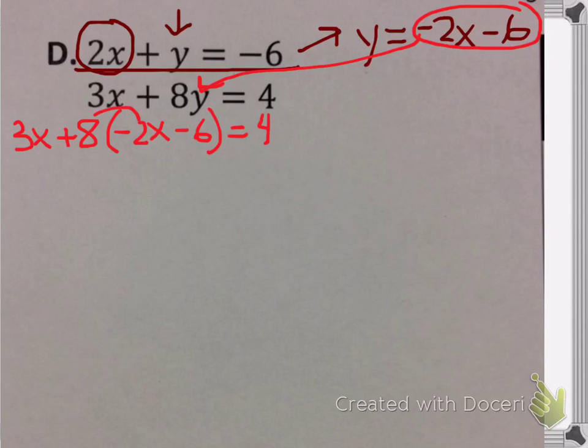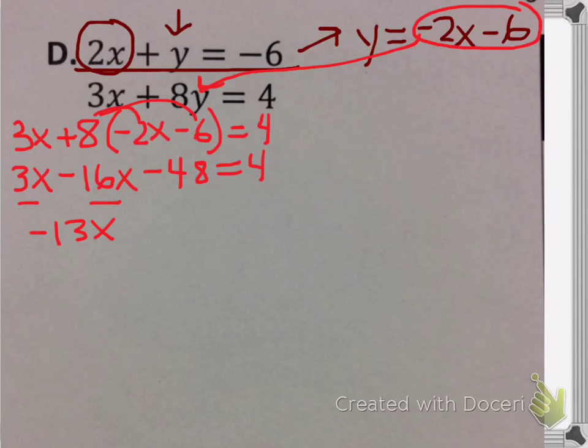This is going to be the distributive property right here, so let's rewrite it with that distributive. I have 3x, and then 8 times a negative 2 would be a negative 16x, and then 8 times a negative 6 would be a negative 48, and it would be equal to 4. So I'm combining like terms right here. I have 3x minus 16x, which is a negative 13x. And then I still have the minus 48 equals 4.